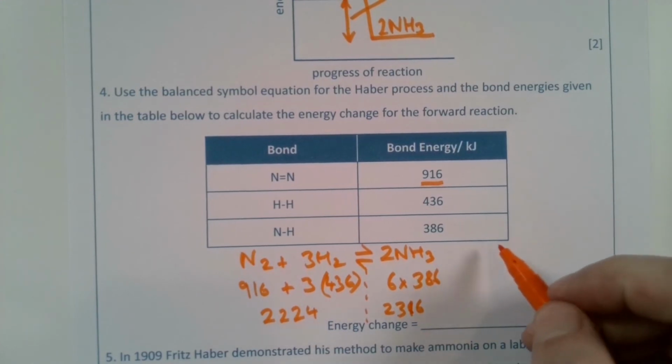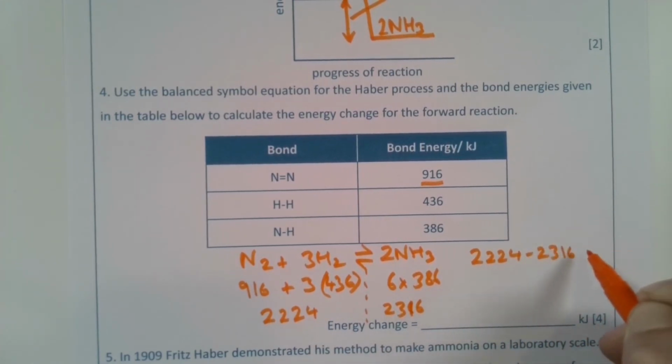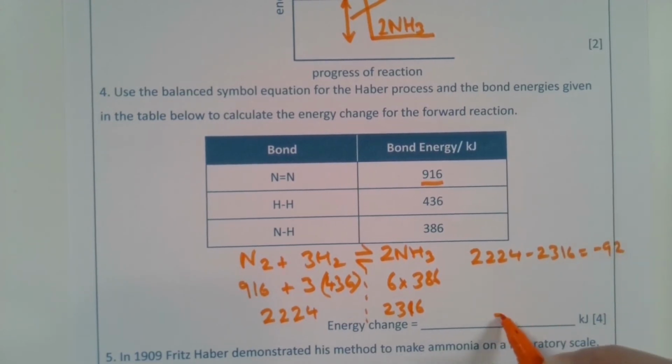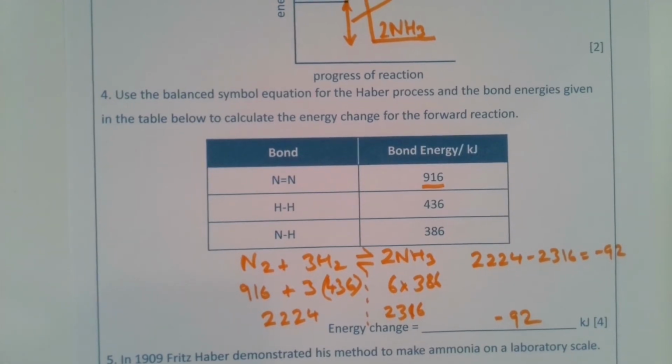To work out the energy change, we want to do the energy put into break bonds minus the energy released. So 2,224 minus 2,316 gives us minus 92, and that's our answer. Not forgetting the minus, because of course it's an exothermic reaction.